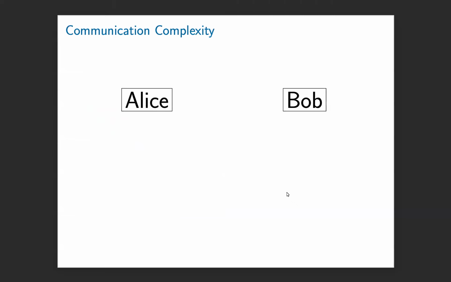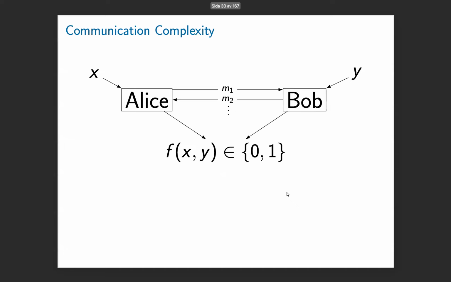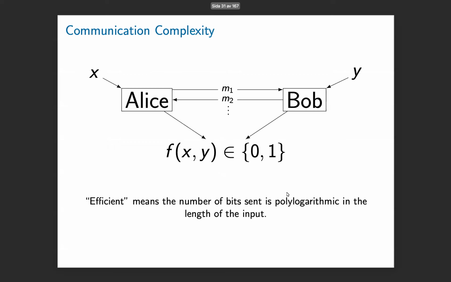A brief introduction to communication complexity. We have 2 parties, customarily called Alice and Bob. Alice has some input X, Bob has some input Y. They exchange messages according to some protocol with the goal of outputting the value of some function on their joint input. And for this talk, I'll just be focusing on functions that have Boolean output. We say a protocol is efficient if the number of bits sent is polylogarithmic in the length of the input.